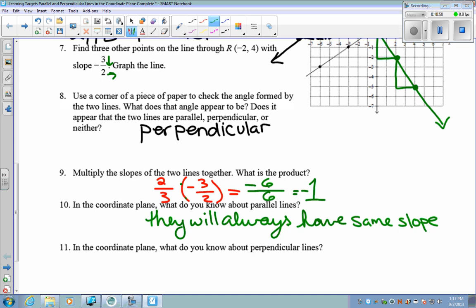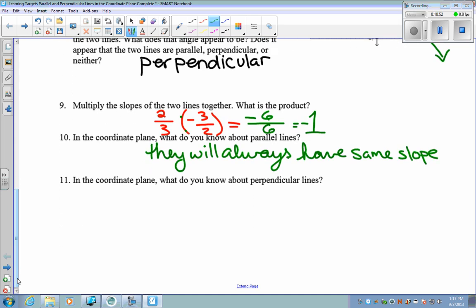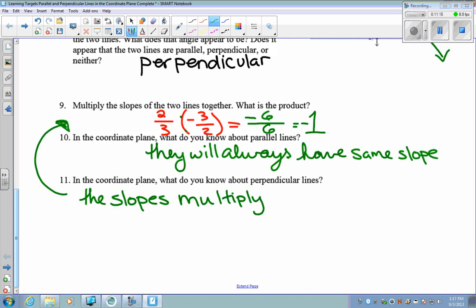All right, question number 11 asks us, in the coordinate plane, what do you know to be true about perpendicular lines? Well, we know when we graph it, they form a 90-degree angle, but what can we say about their slopes? Take a look at number 9 to help you out. What do their slopes multiply to? That's right, -1. So we can say the slopes multiply to -1. You also may remember from last year in Algebra 1 that we said that the slopes are opposite reciprocals.